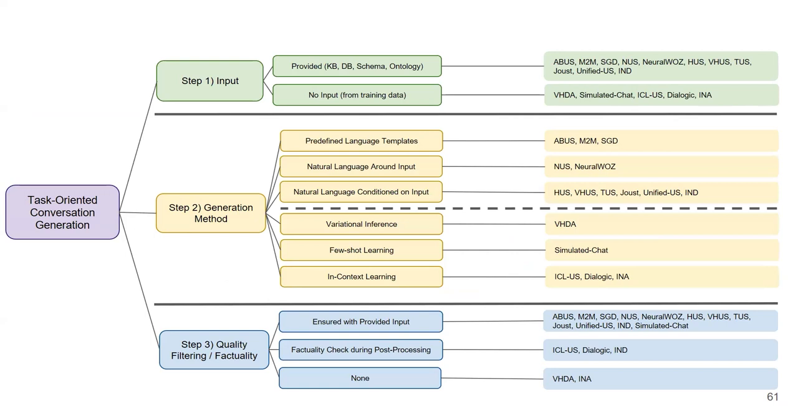And following the three questions that we asked ourselves, we categorized the approaches based on these three parts. So first of all, the input, it can be either provided or not. I will discuss this first, which I also think is the decision that really leads the generation of data in general for TOD. So the input is very important. Then the generation method, and then finally, quality filtering or checking factuality.